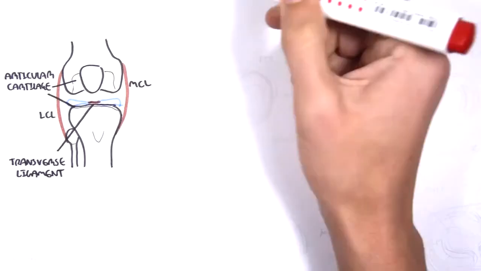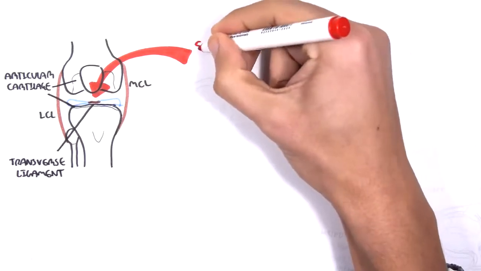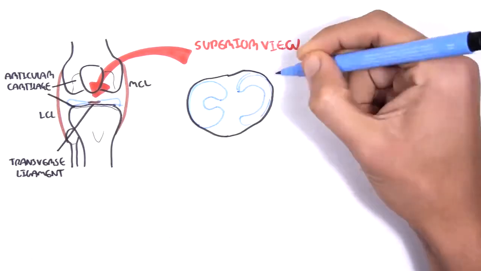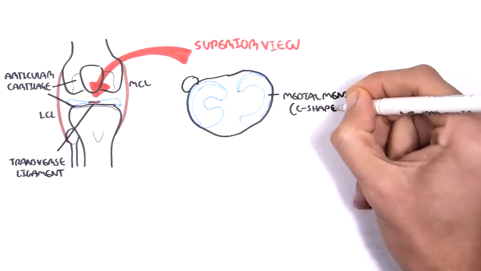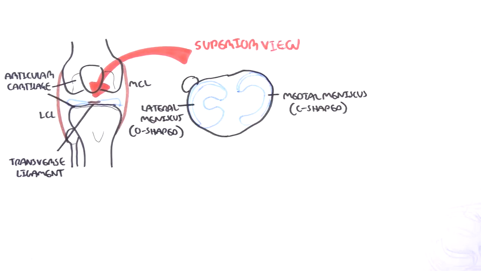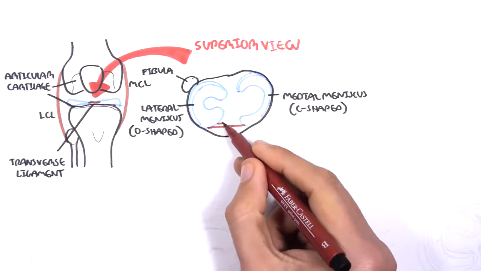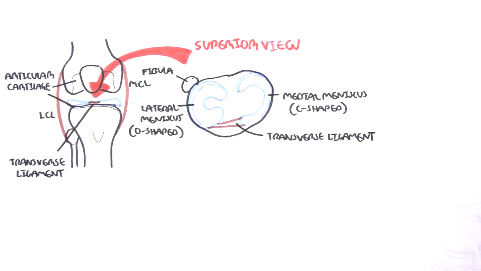Let us now focus on the menisci and look at the meniscus of the right knee joint from a superior view, so from the top. Remember that the meniscus sits on the tibial bone. To orientate ourselves, here is the medial meniscus. It is C-shaped. The lateral meniscus is more O-shaped. Here is the fibula bone at the posterior lateral part of the tibia. And again, here is your transverse ligament connecting the anterior horns, or anterior parts, of the menisci.